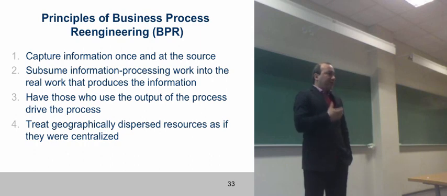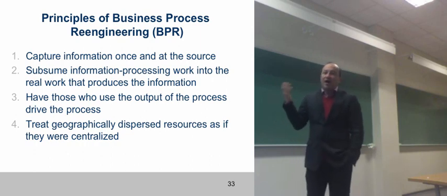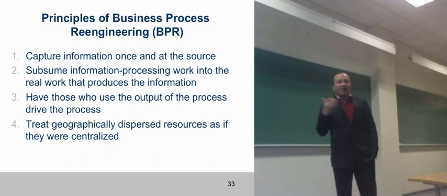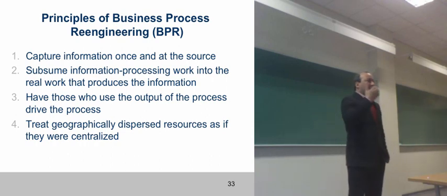Self-service is an example of that. Have those who use the output of the process drive the process. In this case, the output of the process was cash. Cash is given to the suppliers, so make the suppliers responsible for smooth functioning of the process. In other words, give work to those who have incentive to do it. Don't give work to people who don't have an incentive to do it. Don't give work to people who see it as a nuisance to do the work. Give work to the people who want to do the work because, for example, they want to get paid. Right?